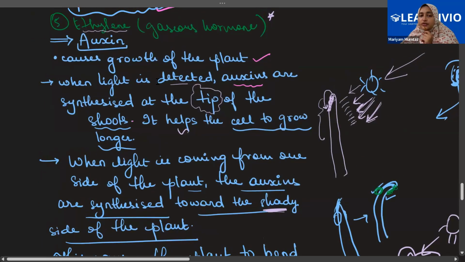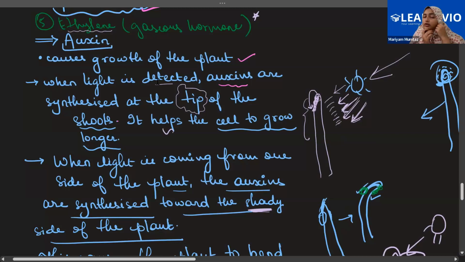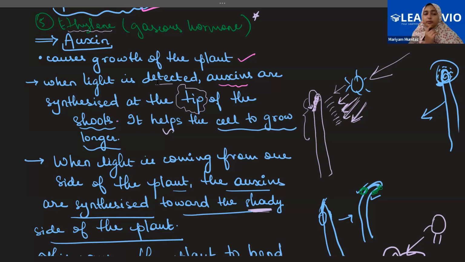Talking about auxin, this hormone is the most important hormone in terms of the growth of the plant. It causes the growth of the plant. So see, what happens is that these auxins are synthesized at the tip of the shoot. Shoot means the stem, right? So they are synthesized at the tip of the stem, and whenever light is detected by the tip of the stem, it starts to synthesize the auxin. Whenever the auxins are synthesized and secreted, it helps the cell to grow even longer.